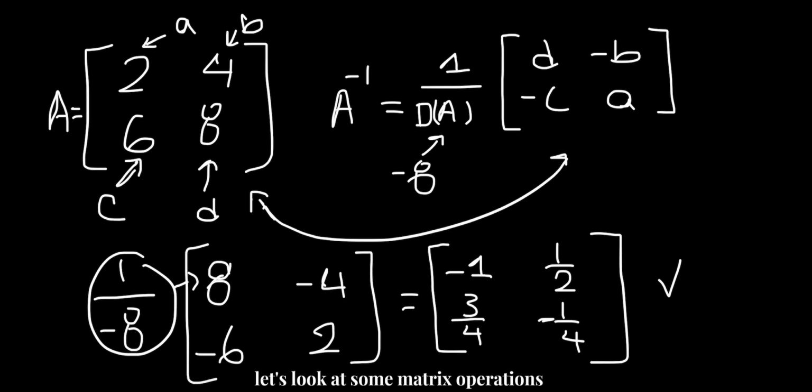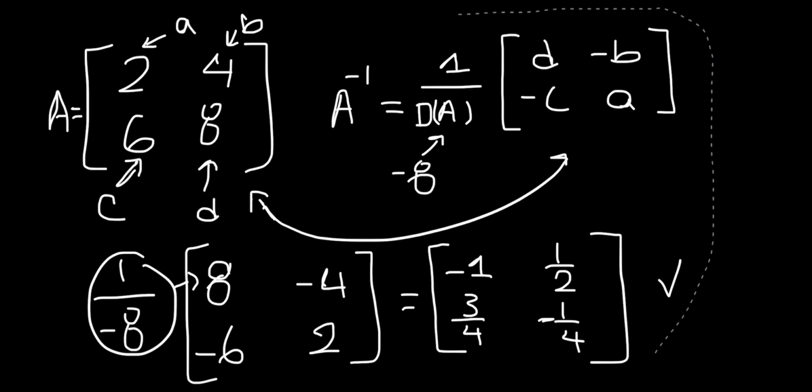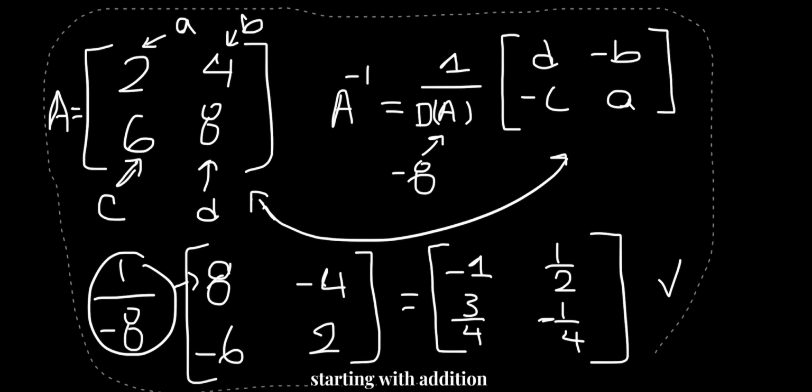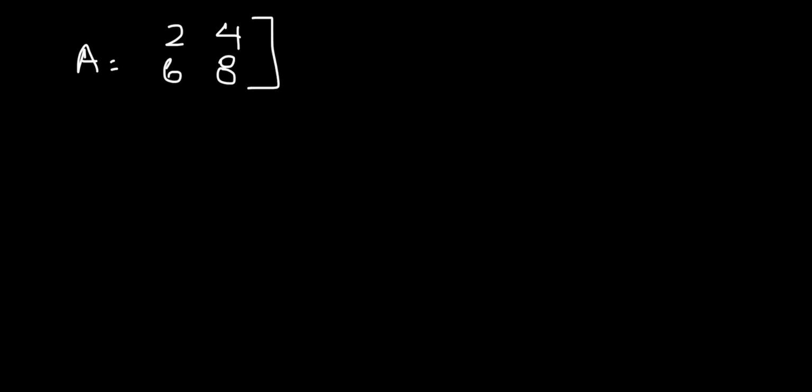Let's look at some matrix operations, starting with addition. Matrix A, the same matrix we've had, 2, 4, 6, 8, and matrix B, which is 7, 3, 14, and 21.